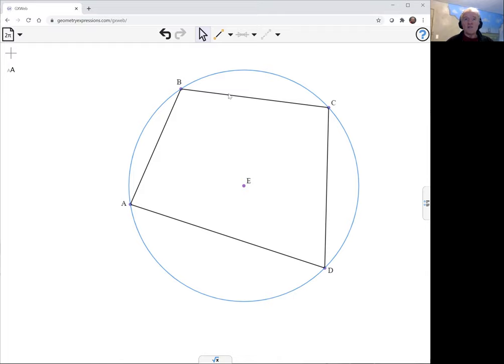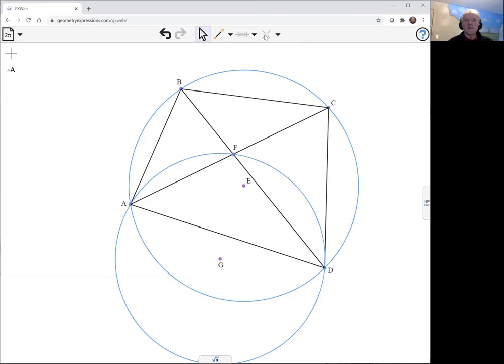Now the theorem talks about the line. We need the intersection of the diagonals of that, and we need to look at the circle which passes through those three points. I can create that this way.